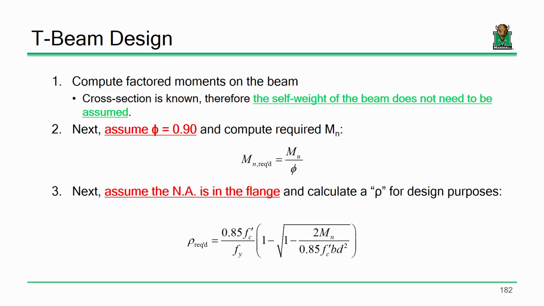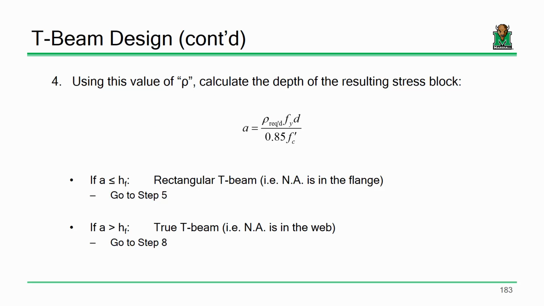So here's your process. Step one, we compute the factored moments on the beam. Maybe they're given to us, what have you. Step two, we assume a phi value of 0.9 and compute our Mn required. Now for step three, we start off at the beginning and say, let's assume it's a rectangular beam. If it's a rectangular beam, we can compute rho required and then back calculate a. If that a is less than the flange thickness, then we know that that assumption is valid and it is a rectangular T-beam. If not, then that assumption was incorrect and we have a true T-beam.